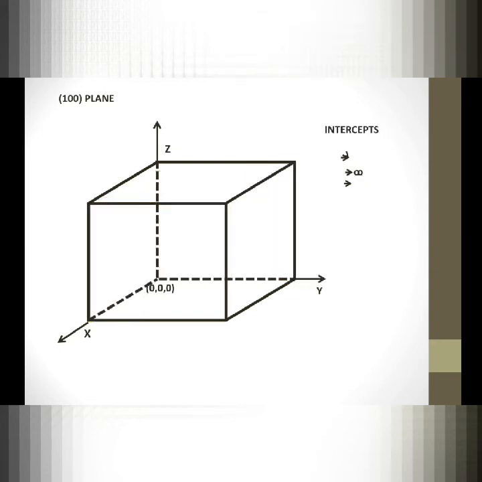Now taking another type of plane, that is the 1 0 0 plane. In the case of the 1 0 0 plane, the intercept on the x-axis is 1, the intercept on the y-axis will be infinity, and the intercept on the z-axis will be infinity. So the reciprocals of those three intercepts are, for the x-axis, h is equal to 1, for the y-axis, k is 0, and for z, L is 0. Hence the plane is the 1 0 0 plane.